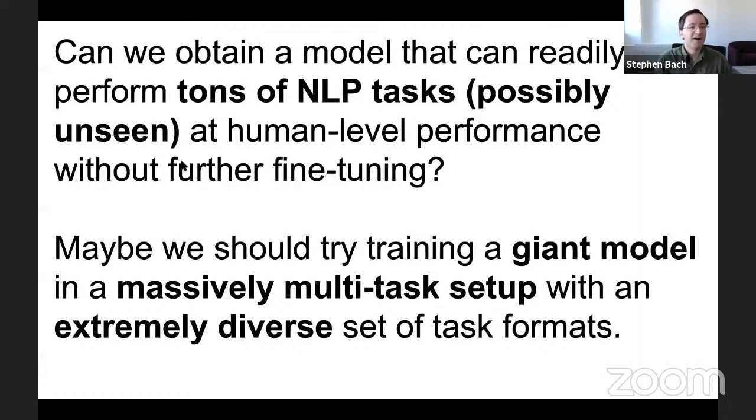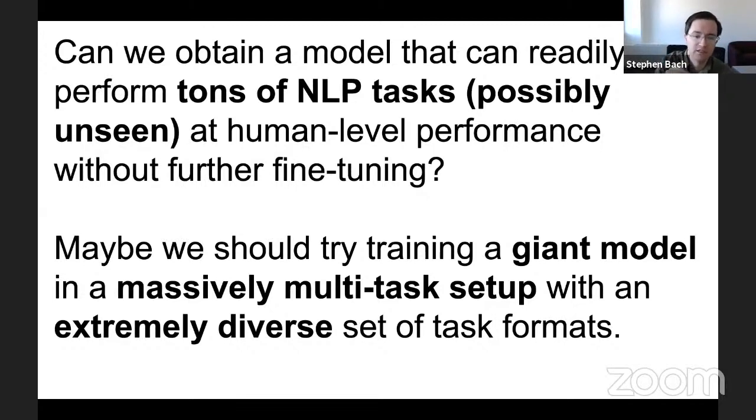Perfect. So this leads us to what we've been working on in the BigScience group, in our group within the BigScience project over the past 6 months or so, concurrently exploring a lot of these questions. And we initially set out phrasing this as, can we obtain a model that can readily perform tons of NLP tasks, especially tasks that we haven't seen before, and do it at a high level? And so we set out to train a big model in a massively multitask setup with an extremely diverse set of task formats.